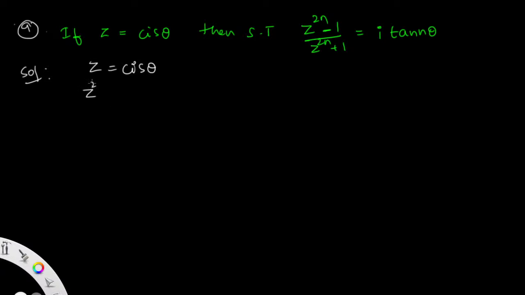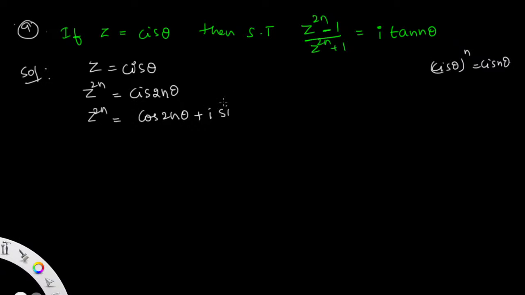Z equal to cis theta is given. So z power 2n we write as cis of 2n theta. Why? Because the power goes to the angle: cis theta whole power n is nothing but cis n theta. So in expanded form, z power 2n equal to cos 2n theta plus i sin 2n theta.